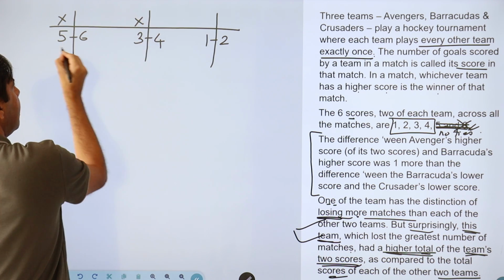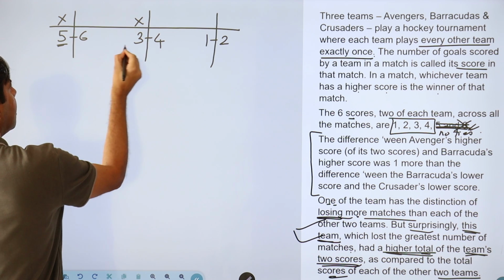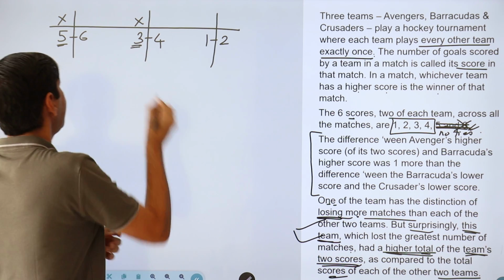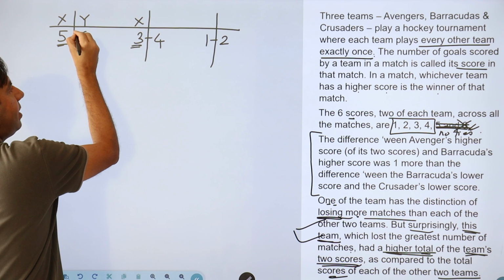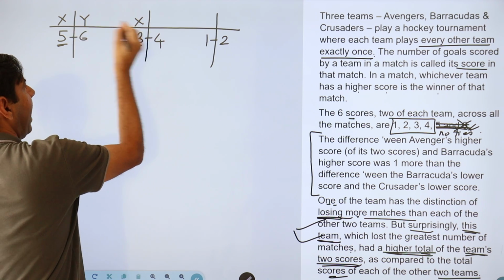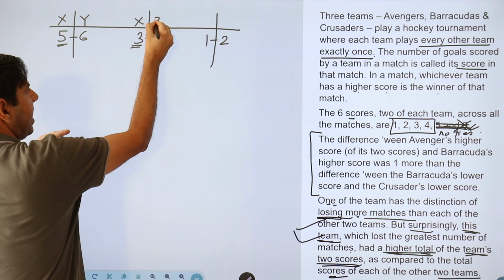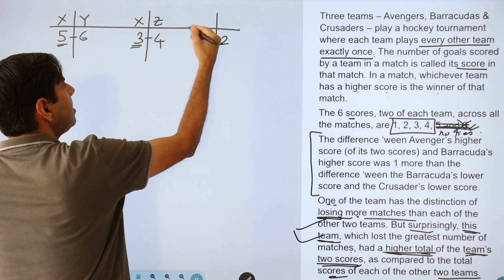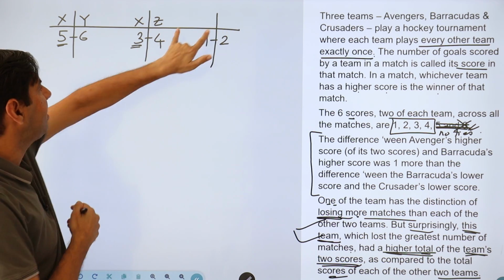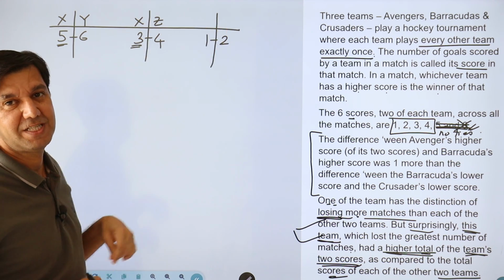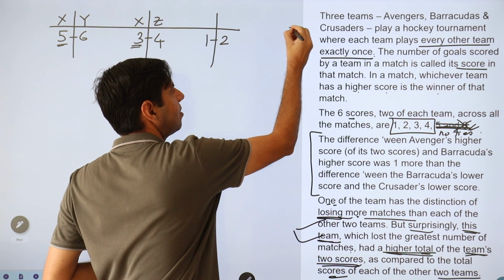It has lost. So the sum of X is 8. Okay, now this is another team Y. This X will play Y, X will play Z. Now which is Y and which is Z, I don't know. So this is your third point now, right?